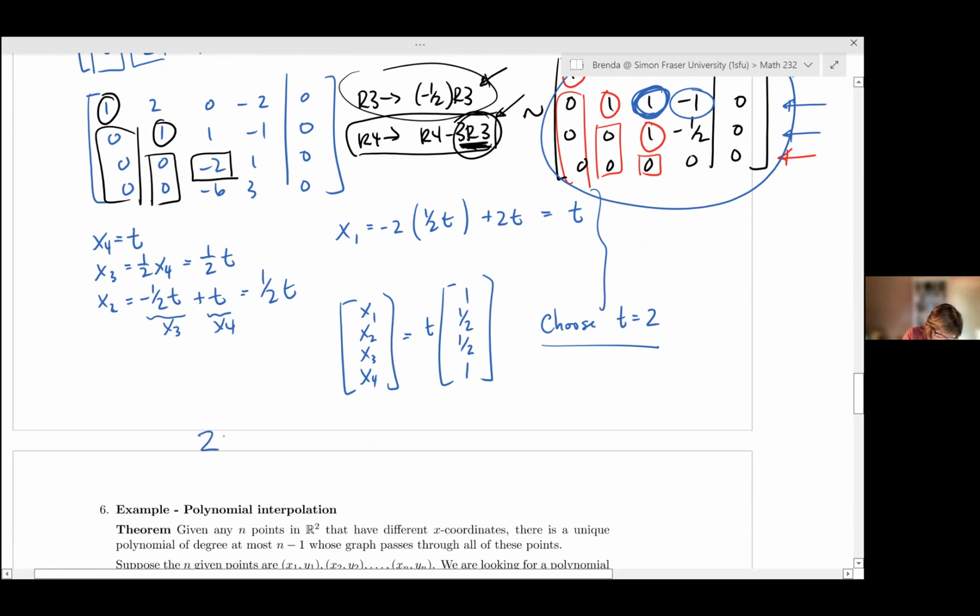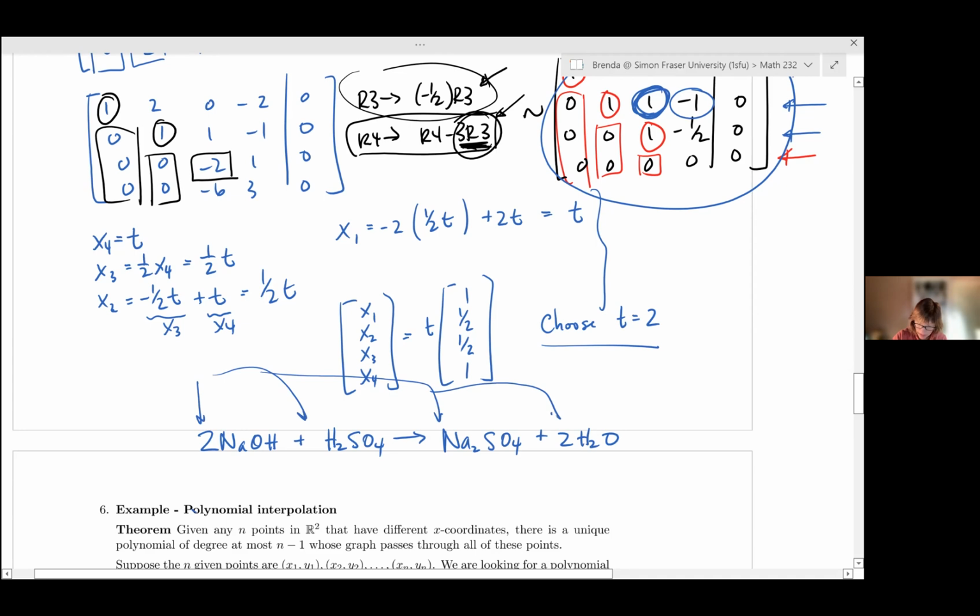That you need 2 sodium hydroxide plus this guy here, giving you this guy here plus 2. So that now this is balanced. It would be balanced if you choose t equal to 20 for that matter. It would just be that all of these would be larger numbers. In this case, it's typical to provide the smallest numbers that are integers that balance the equation. Okay, so that's the chemical balancing problem.